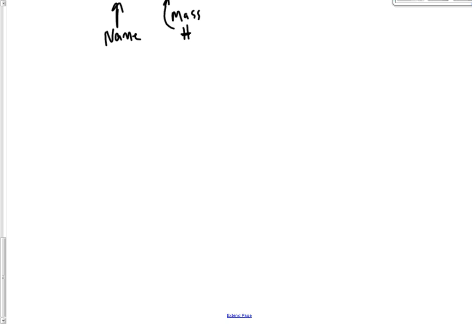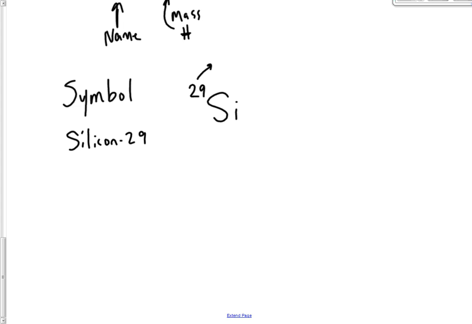If we're talking about symbols, that's how you write it out. For an isotope, let's say we're going to use silicon 29 as our example. You're going to have Si, because that's the symbol for silicon. You're going to put your mass number on the top left. That's your mass number. And then you're going to put your atomic number on the bottom left. Mass number on top, atomic number on the bottom.